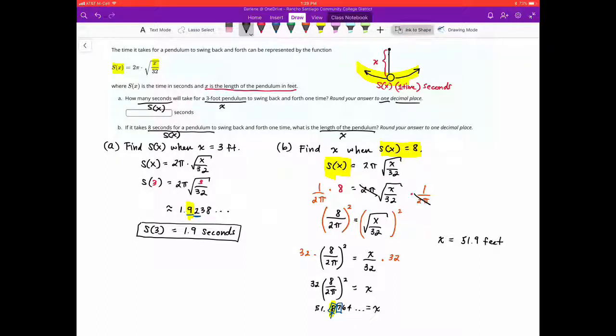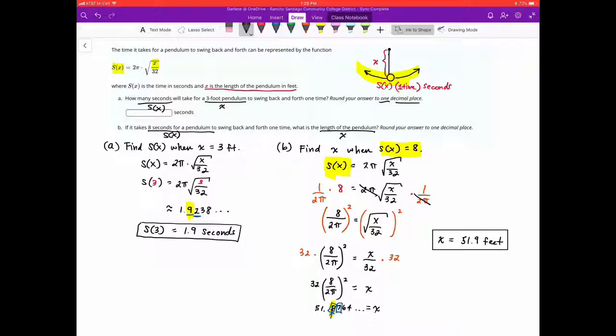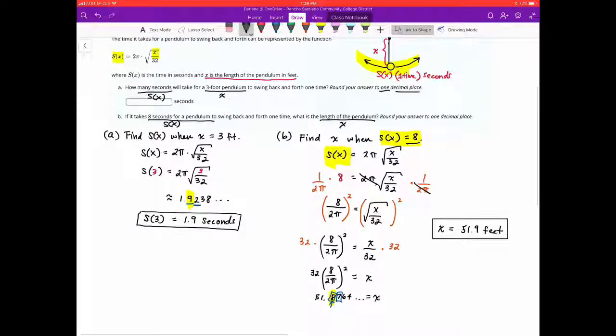What does this mean? This means that it will take 8 seconds for a 51.9 foot pendulum to swing back and forth once.